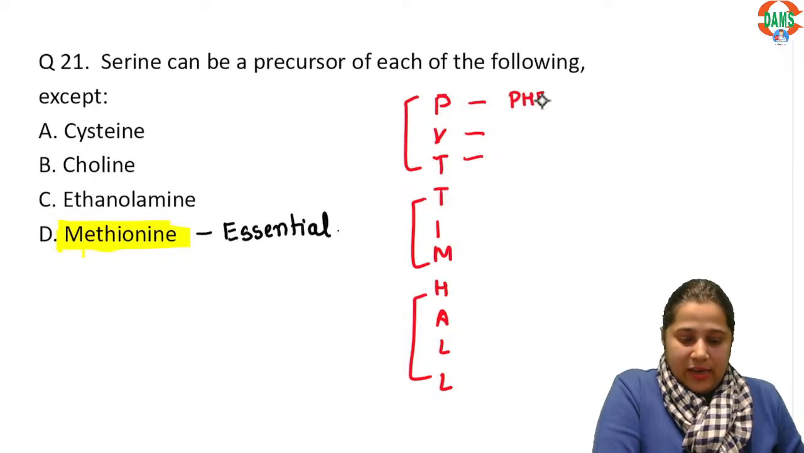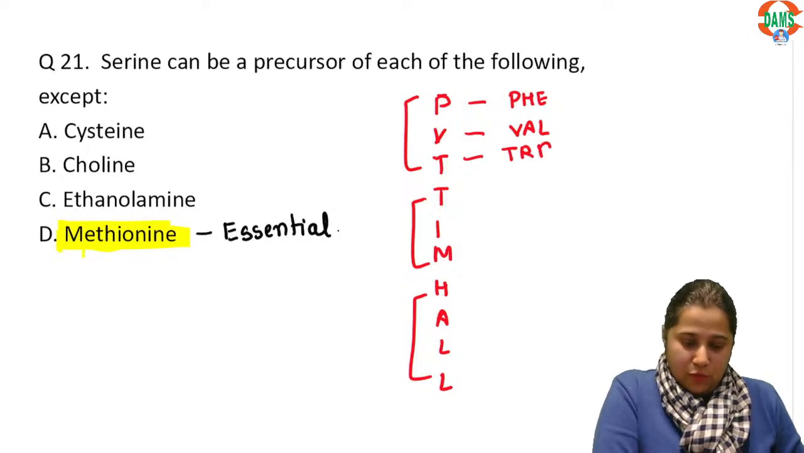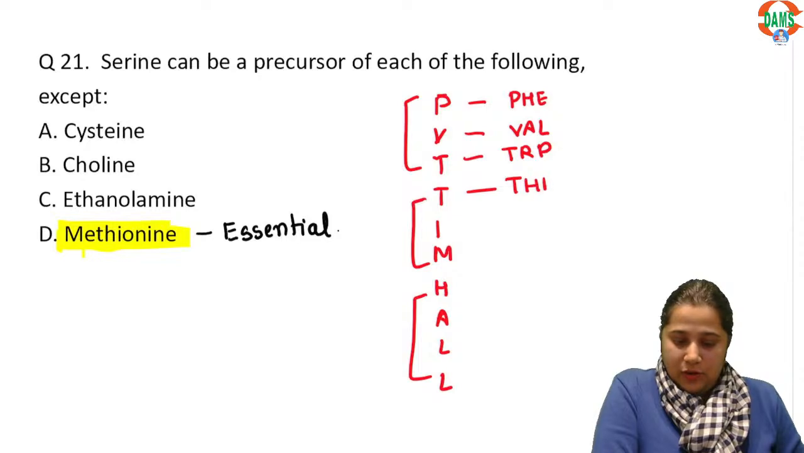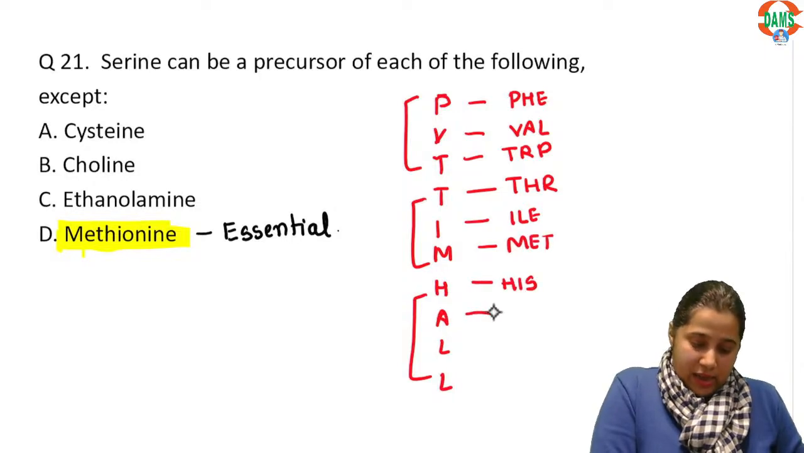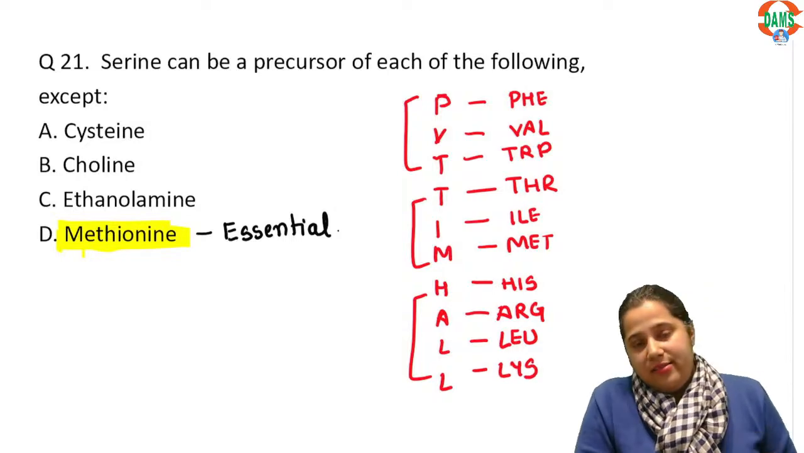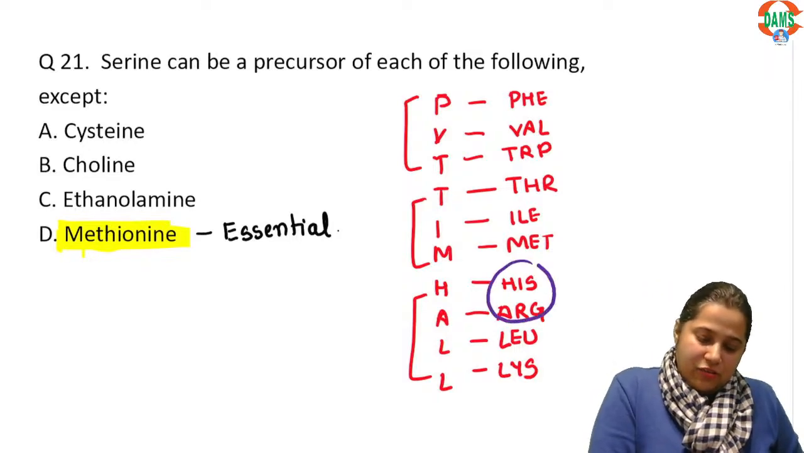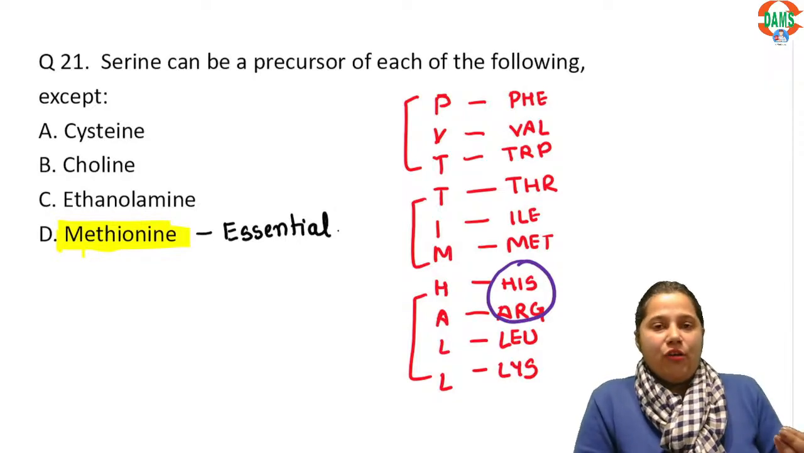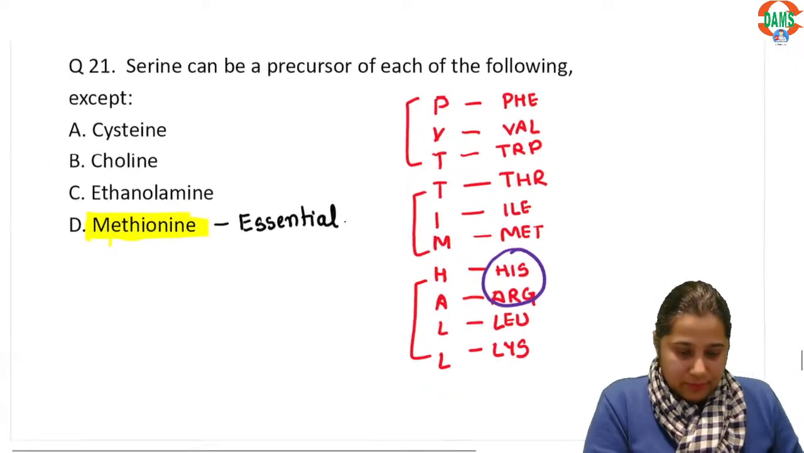P, phenylalanine, V, valine, one T is for tryptophan, another T is for threonine, I, isoleucine, M, methionine, H, histidine, A, arginine, L, leucine, and another L for lysine. These are the 10 essential amino acids, out of which these two are semi-essential. Histidine and arginine are required only in children. Adults can form them, and hence they are called semi-essential amino acids.